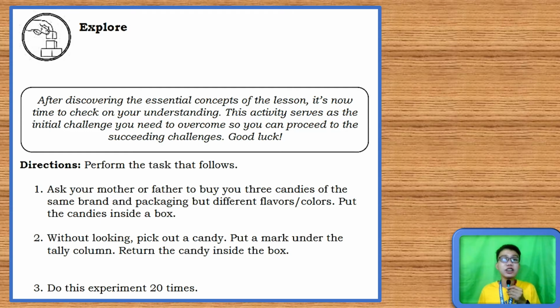After discovering the essential concepts of the lesson, it's now time to check on your understanding. This activity serves as the initial challenge you need to overcome so you can proceed to the succeeding challenges. Good luck! Directions: perform the task that follows. Number 1. Ask your mother or father to buy you 3 candies of the same brand and packaging but different flavors or colors. Put the candies inside the box. Number 2. Without looking, pick out a candy. Put a mark under the tally column, then return the candy inside the box. And number 3. Do this experiment 20 times.